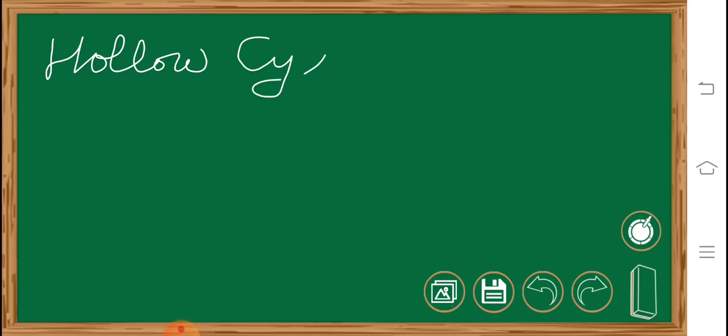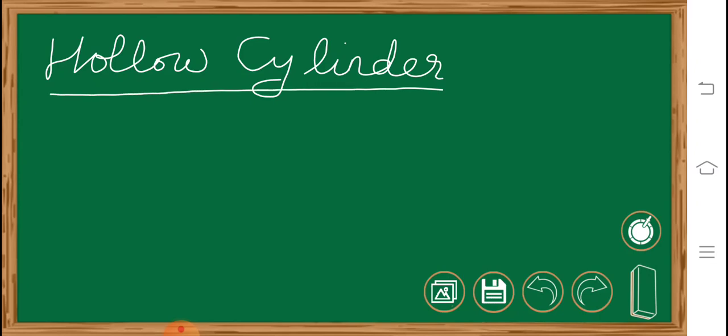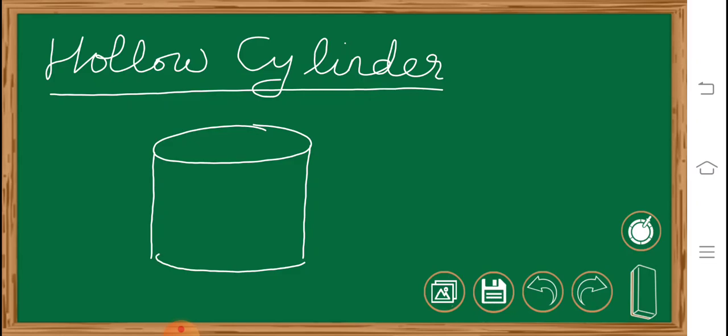After solid sphere, we have a hollow cylinder. Now suppose this is a hollow cylinder having mass m and radius r, and the axis of the cylinder is the very axis about which we have to find the moment of inertia.